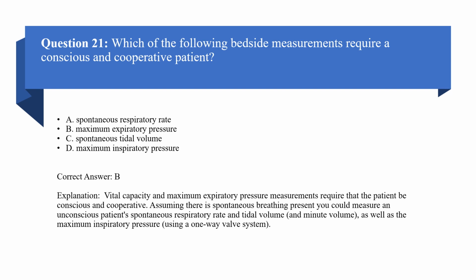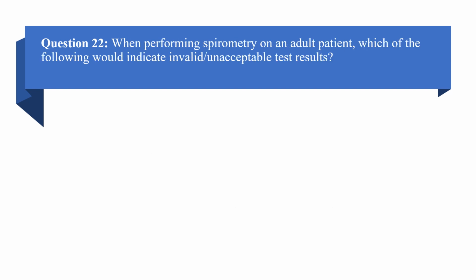Assuming there is a spontaneously breathing patient present, you could measure an unconscious patient's spontaneous respiratory rate and tidal volume, as well as minute volume, and the maximum inspiratory pressure using a one-way valving system.